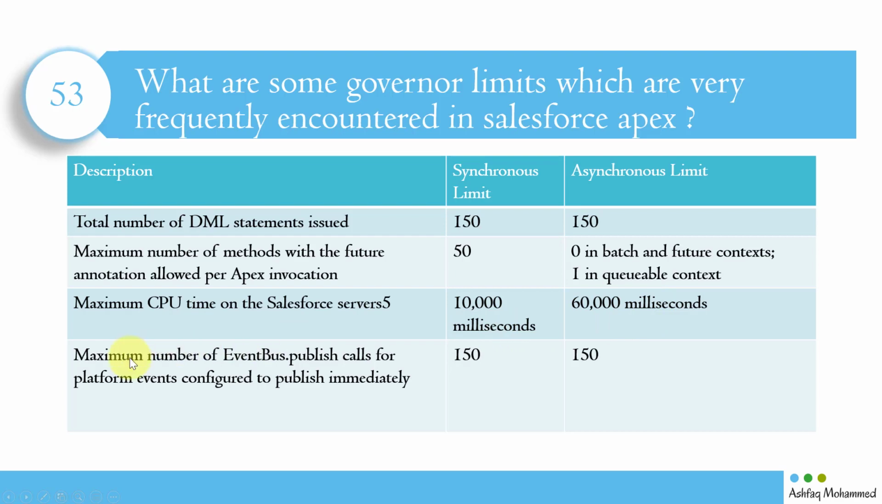Maximum number of EventBus.publish calls for platform events configured to publish immediately. I have not seen this, because platform events itself is a really new topic. Companies have started using it, but not to that extent. 150 is the limit, and asynchronous also has a 150 limit, right? So you cannot publish more than 150 events at a time.